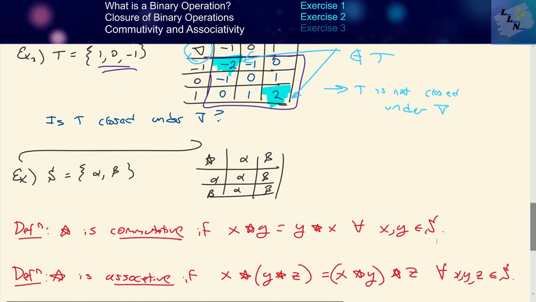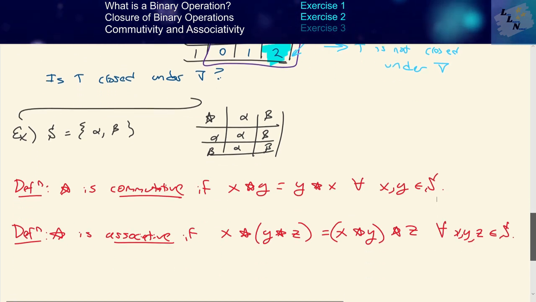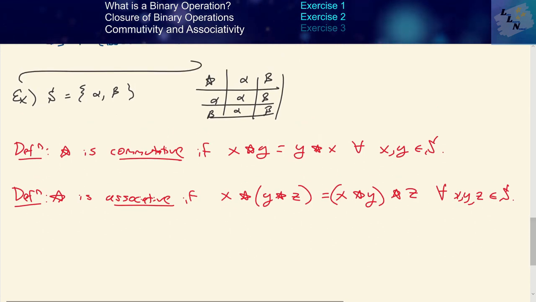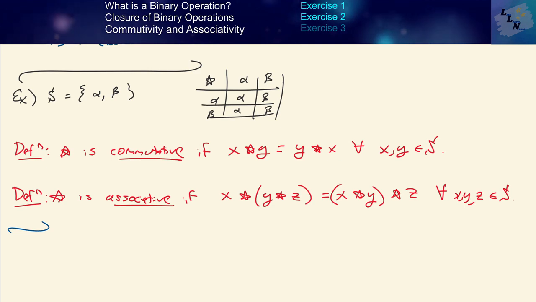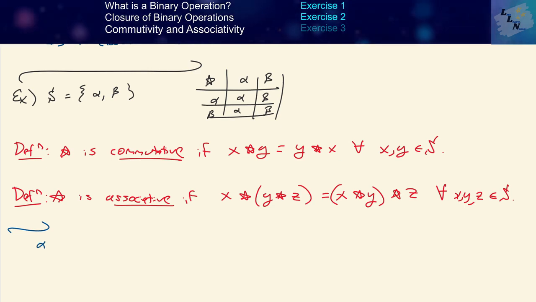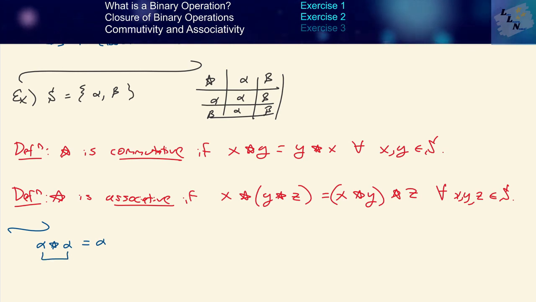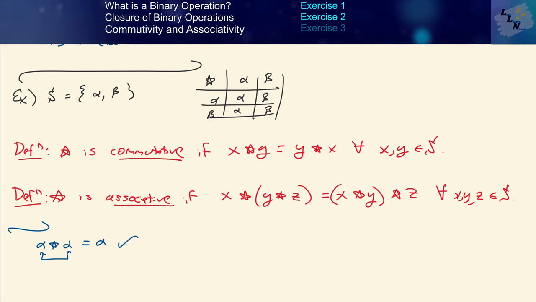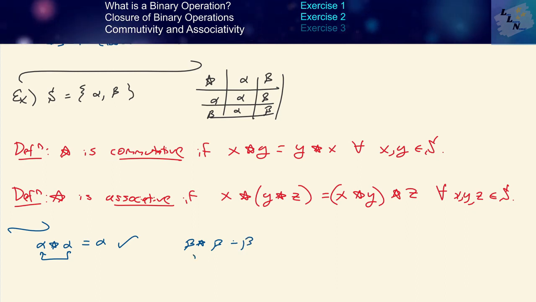With these two definitions of commutativity and associativity, we can then ask the question, is this set S containing alpha, beta with this particular multiplication table commutative and or associative? Commutativity is usually easy to show. So we can look at, for example, alpha star alpha. Alpha star alpha is equal to alpha. And if we just reverse these values of alpha, we still get alpha. So that's sort of vacuously true. The same thing goes for beta star beta, which is beta, because if we reverse these two values, we still get beta. So that's not too exciting.